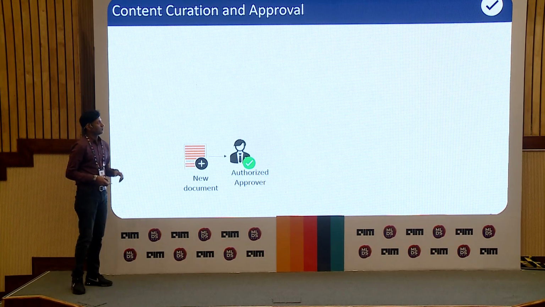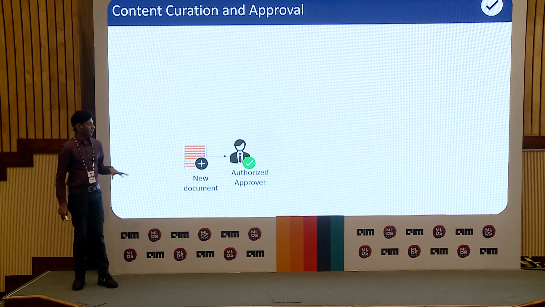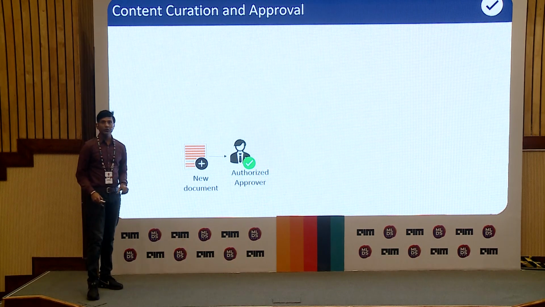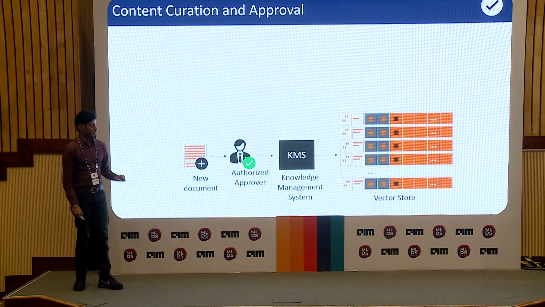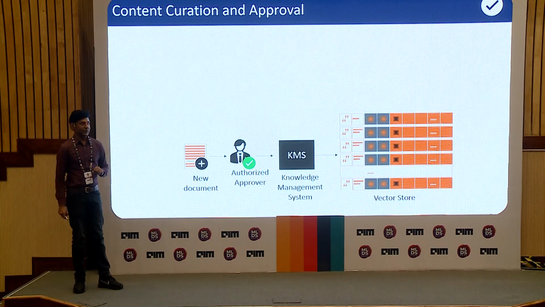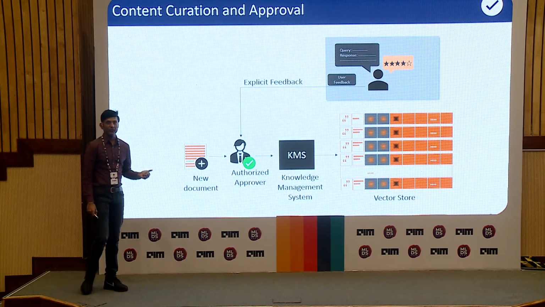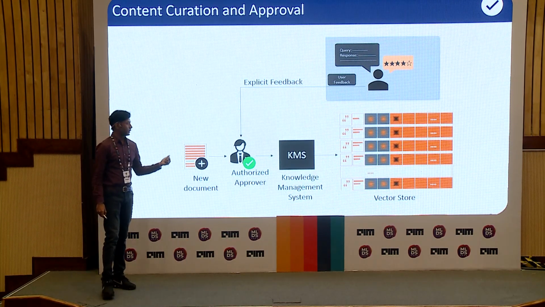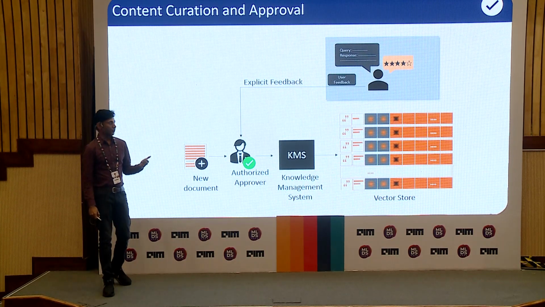So one other thing we are doing is that how do we improve the quality of the content? This is where only authorized users are allowed to provide approval for allowing the documents to enter into the vector store. Once they approve, we are creating the embeddings and storing in a vector database. One more thing which we are doing is that we are collecting the feedback from the user, and this feedback is reviewed by the authorized reviewer based upon which we are improving the quality of our retrieval process.